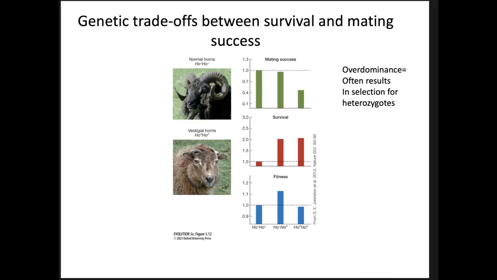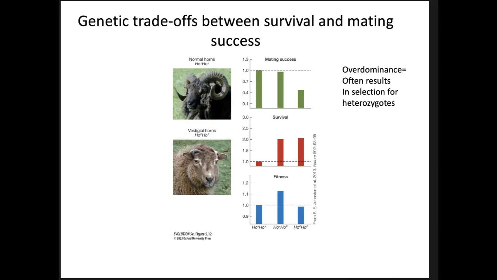And we bring this up because, very similar to sickle cell anemia, what often happens in this situation is that because you have this trade-off where the individuals with the normal horns have high mating success, but they have low survivability, and then the individuals with the vestigial horns have low mating success but high survivability, right? What happens is that you get a selection for heterozygotes. And so both of these alleles are maintained in the population. Okay, and so that is called overdominance.